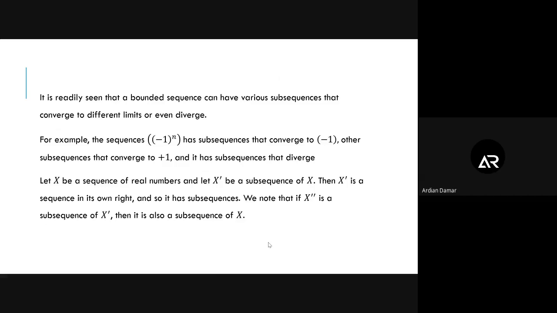Let X be a sequence of real numbers and let X' be a subsequence of X. Then X' is a sequence in its own right, and so it has subsequences. We note that if X'' is a subsequence of X', then it is also a subsequence of X.